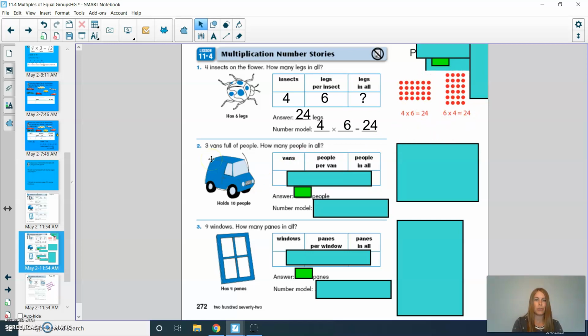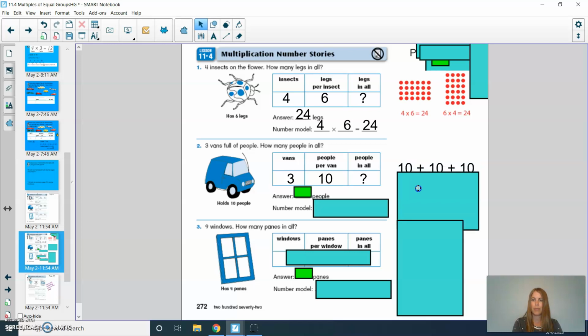Let's look at number 2. 3 vans full of people. How many people in all? So I know I have my 3 vans, I have 10 people per van, and again, I want to figure out how many people in all. This time, I chose to do some counting or repeated addition. So I'm thinking 10 plus 10 plus 10 because I have 3 tens. So 3 times 10 is equal to 30. So my answer is I would have 30 people.